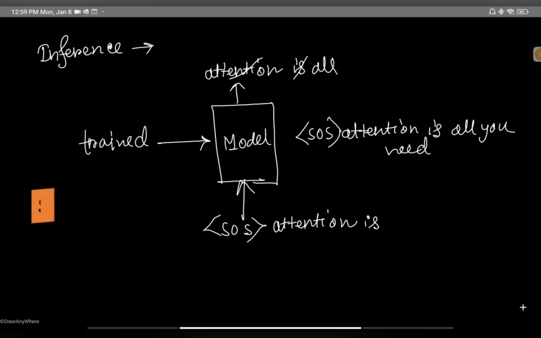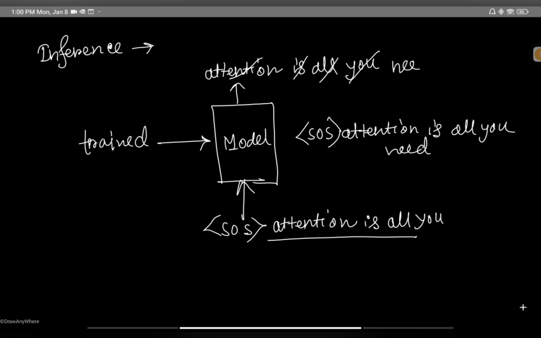Once "all" is produced, that is added back to the input, which increases the context length and the context, making it easier for the model to understand what the next token would be. With this much context, it will produce "you." Similarly, the process goes on: we feed "you," which produces "need." Once "need" is added to the input sequence, the model will produce the end of sentence token. Generally this is the process that goes on during the inference phase and next token prediction.